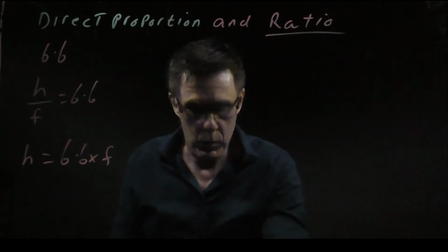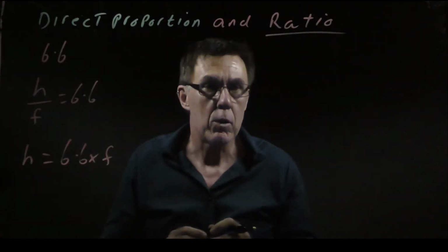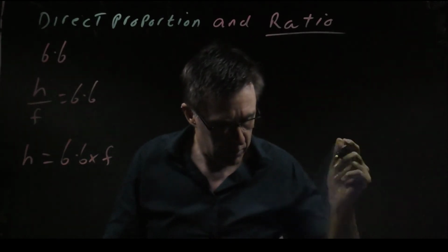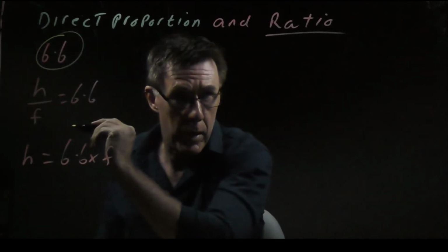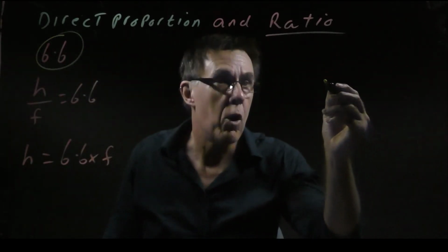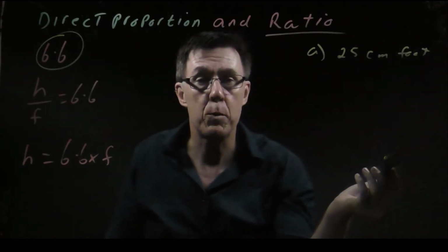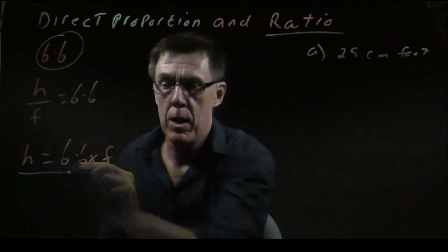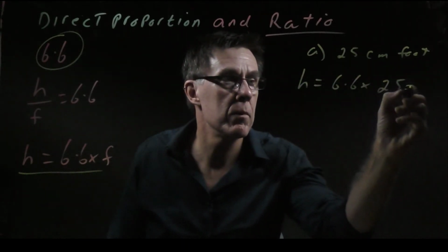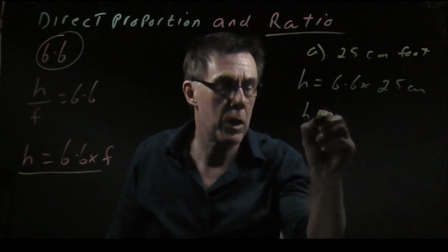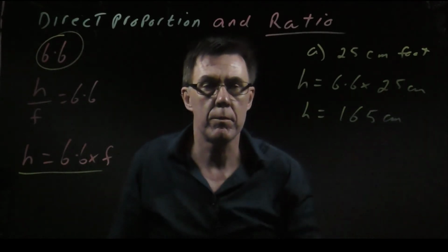Alright, so let's look at a situation like that. Let's say you've got a height to foot length ratio of that. So let's use that to predict. You've got a male, this is the ratio for males, by the way. So let's say you have a male with a 25 centimetre foot. Let's predict how tall they're going to be. Well, our rule is their height is going to be 6.6 times their foot length. So their height's going to be approximately 165 centimetres.